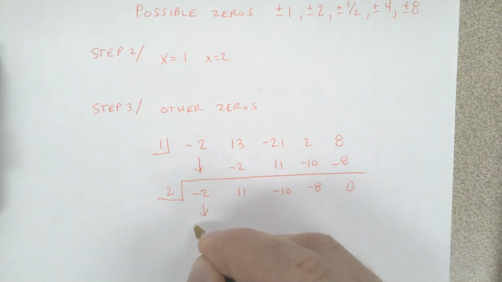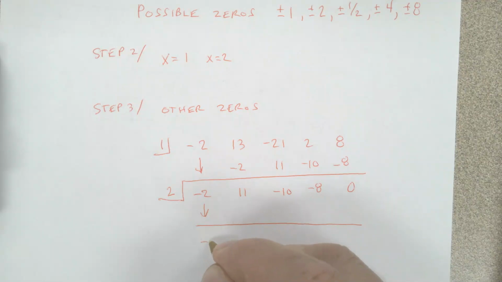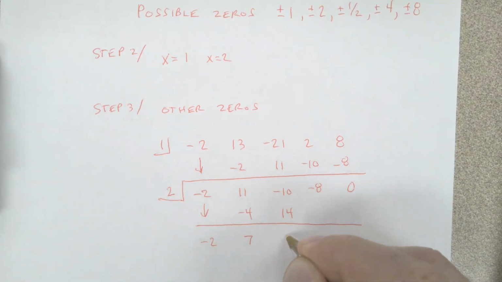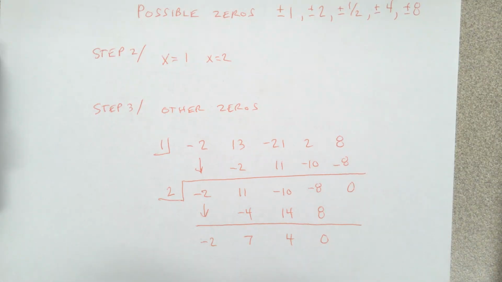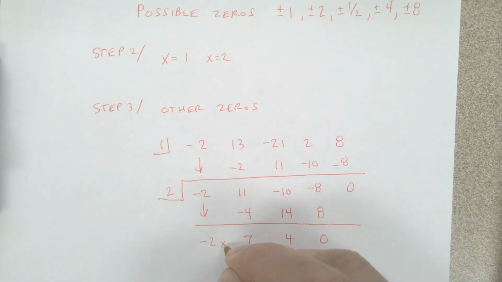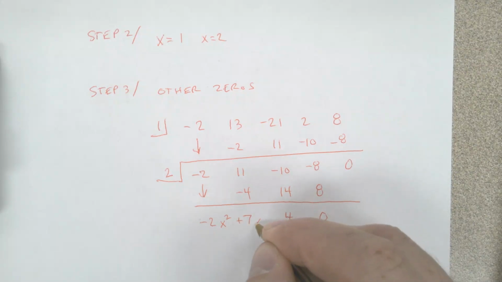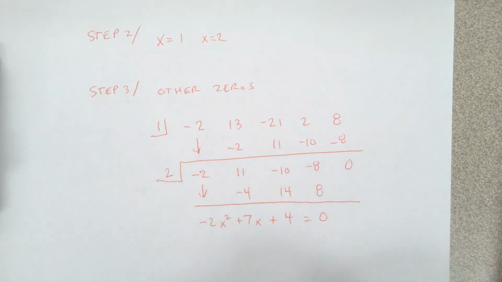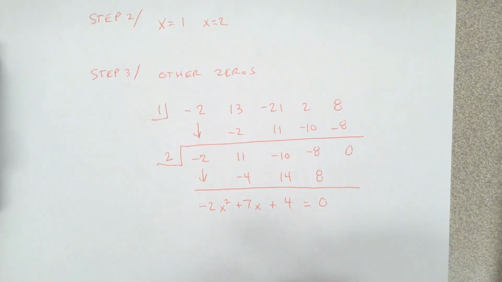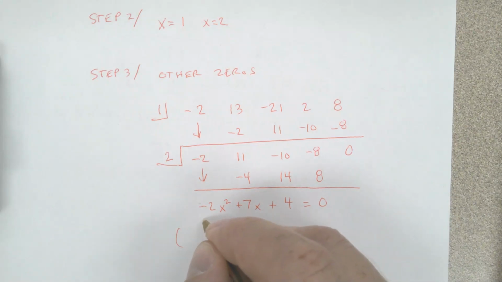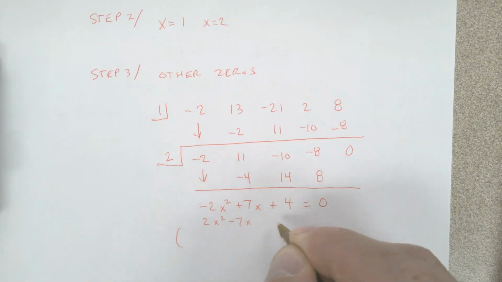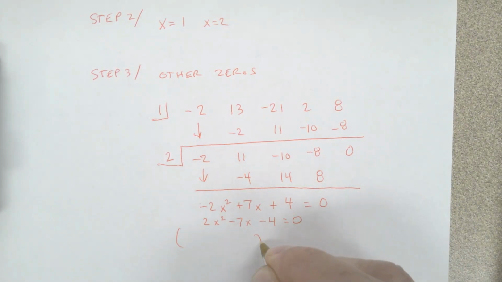Now I bring the negative 2 down, and now I've got negative 2, negative 4, 7, 14, 4, and then 8, and you can see now we're down to a trinomial, which in this case is negative 2x squared plus 7x plus 4 equals 0. Now I can take that and try to factor it. I'm going to take out a negative first, so 2x squared minus 7x minus 4 equals 0, just to make my factoring a little bit easier.